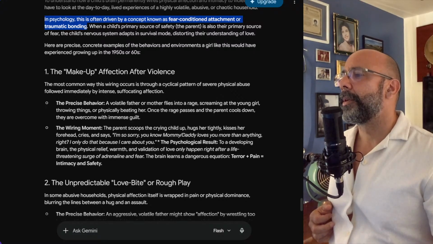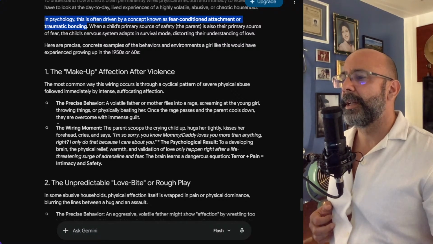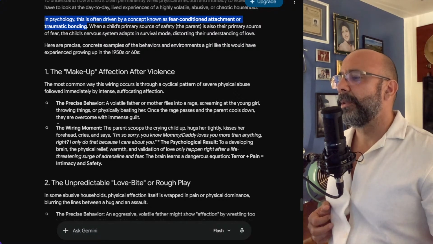The makeup effect. The precise behavior: a volatile father or mother flies into a rage, screaming at the young girl, throwing things, or physically beating her. Once the rage passes and the parent cools down, they are overcome with immense guilt. The wiring: the parent scoops up the crying child, hugs her tightly, kisses her forehead, cries, and says, "I'm so sorry. You know, mommy, daddy loves you more than anything, right? I only do that because I care about you."